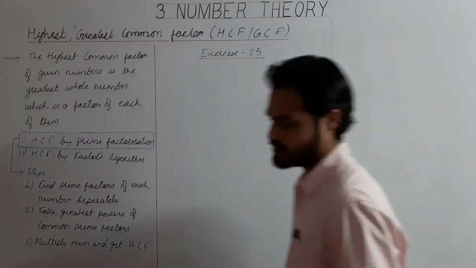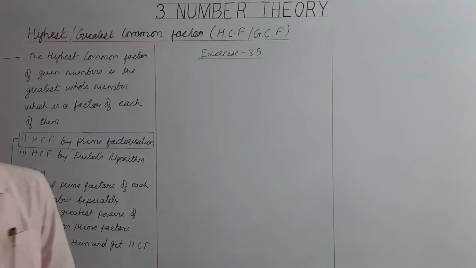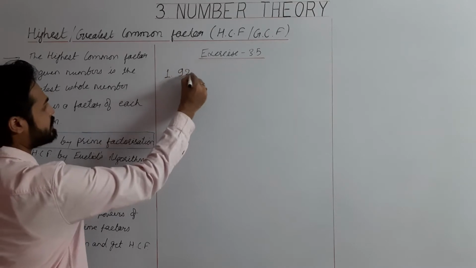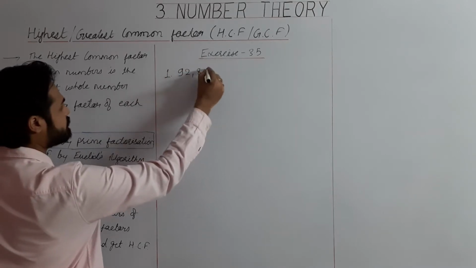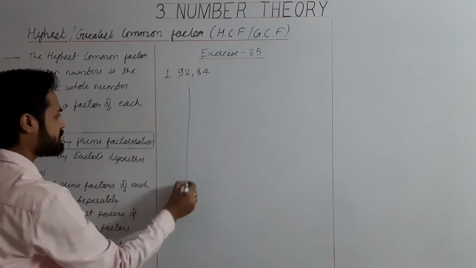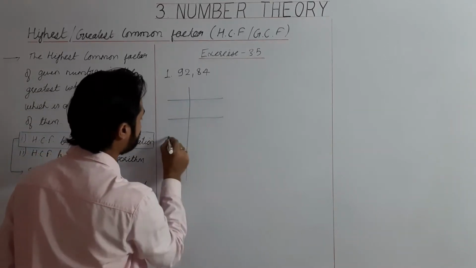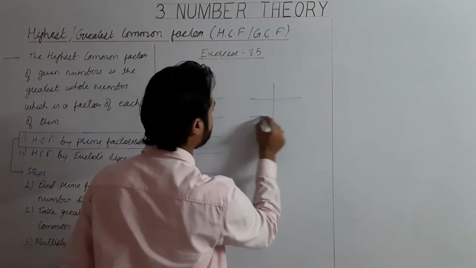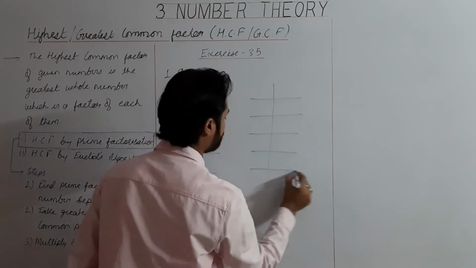Let's move to exercise 3.5. First question, find the HCF by prime factorization, and the given numbers are 92 and 84. So we have to find the HCF of 92 and 84. Starting from the first step: find prime factors of each number separately. So we have to find prime factors of 92 and 84 separately.